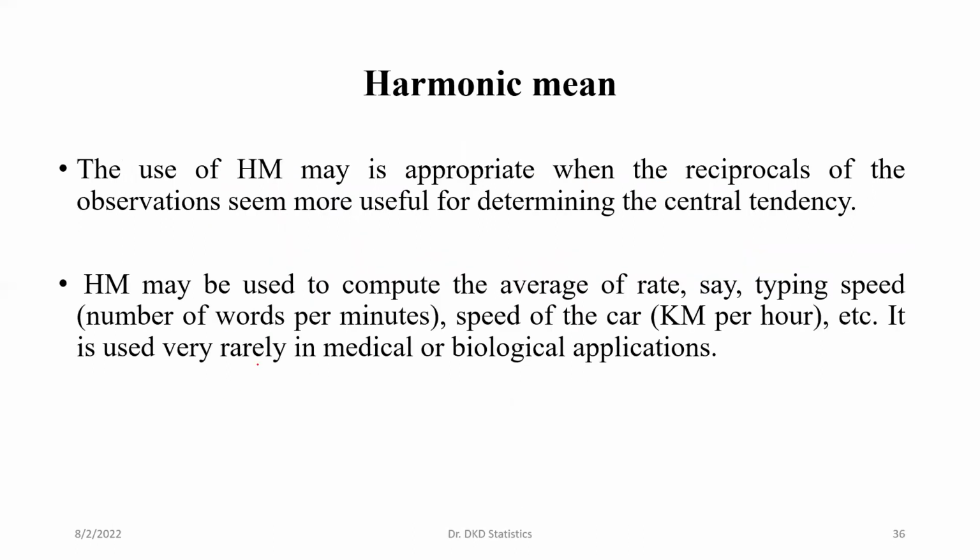The use of harmonic mean is appropriate when the reciprocals of the observations seem more useful for determining the central tendency. Harmonic mean may be used to compute the average of rates, say typing speed, number of words per minute, or speed of a car, kilometers per hour. It is used very rarely in medical and biological applications.